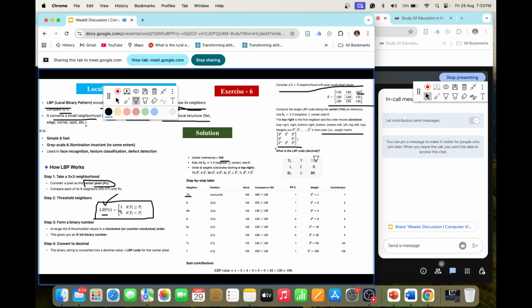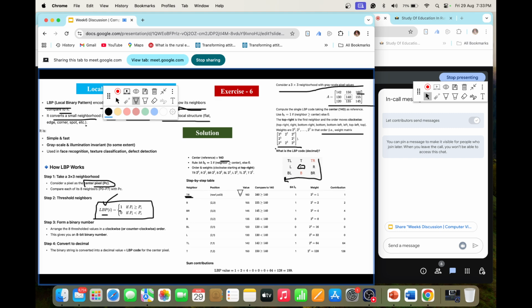Now how do you do it? You always have to move in the clockwise direction: top right, then bottom right, then bottom left, then top left, and then top. That is how you have to move, the clockwise direction. C is the target pixel, so you move clockwise from the top right. So just take the top right.